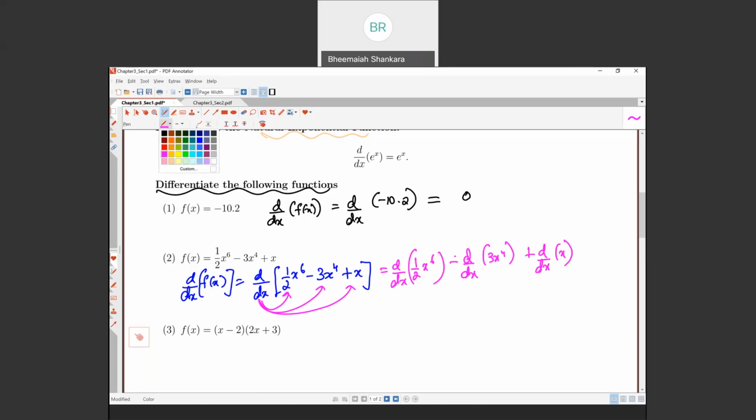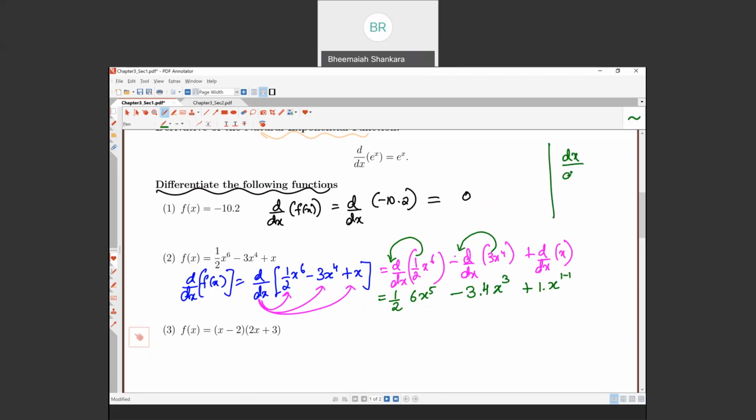Now for the derivative of a constant times a function, the constant can always be moved outside. Then you have the derivative of x to the 6. Using the power rule for x to the 6, you have 6x to the 5. Similarly, the constant moves outside, you have 3 times the derivative of x to the 4, which using the power rule is 4 times x to the 3. For the derivative of x, you can do the power rule: it's 1 times x to the 1 minus 1, which is 0. So you can also read it like this, the derivative of x with respect to x is 1.